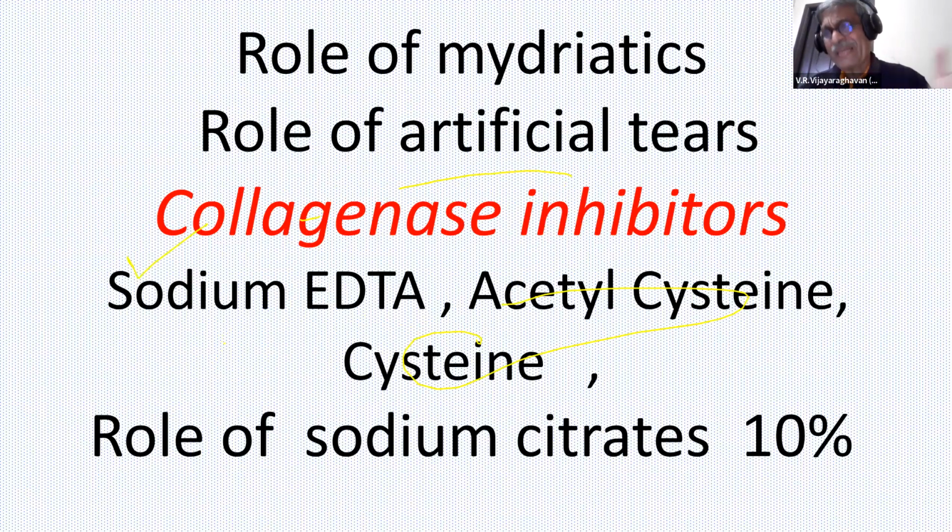That means they remove something which is a must for the activity of collagenase. They remove that, and the problem is solved. This is the role of collagenase inhibitors. Never forget this. Now I have given the role of mydriatics and the role of artificial tears.